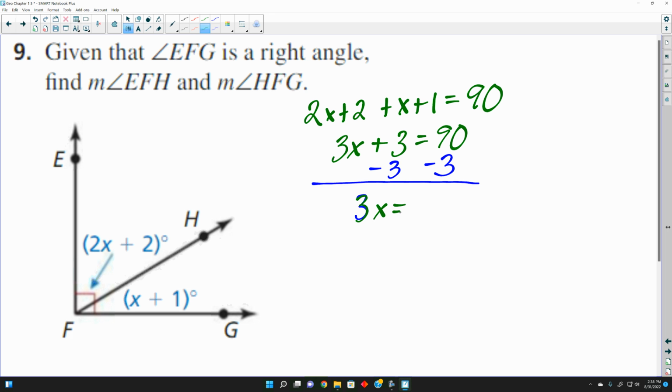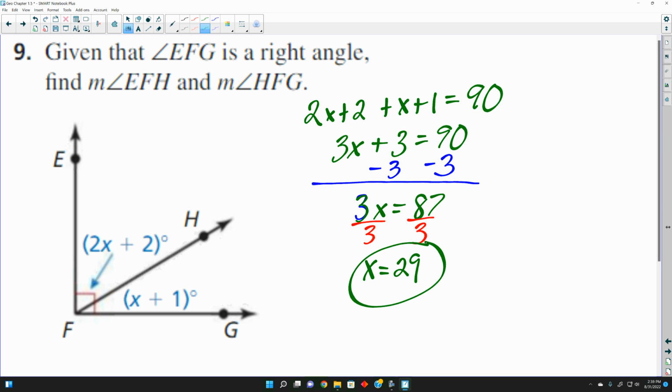So that we have 3x is equal to 87. Then we would divide by 3, telling us that x is equal to 29. So that's the value of x, yes? Now we need to find the two angles, yes?